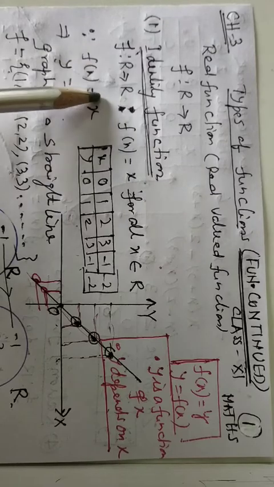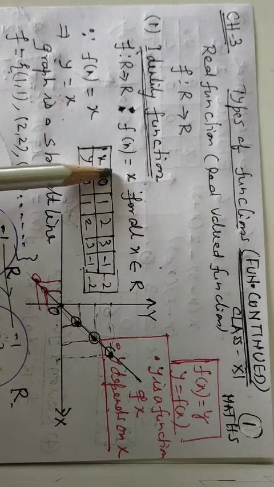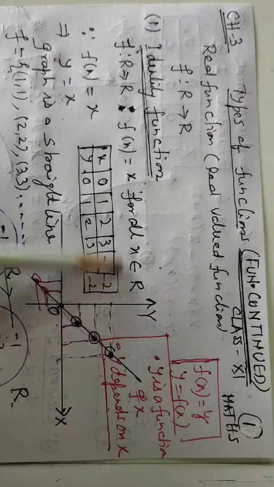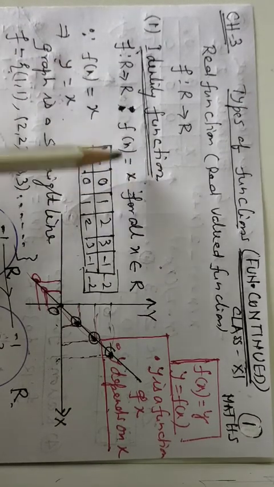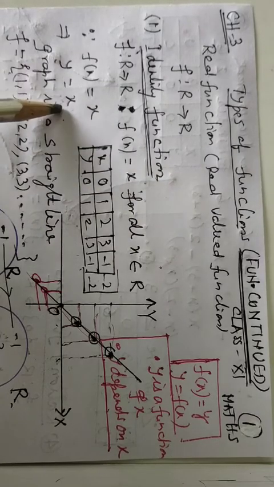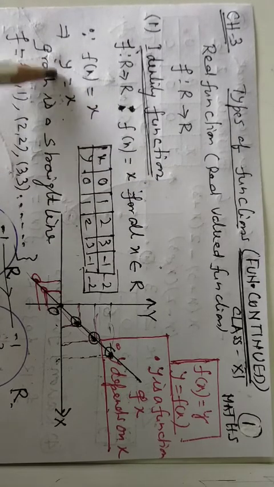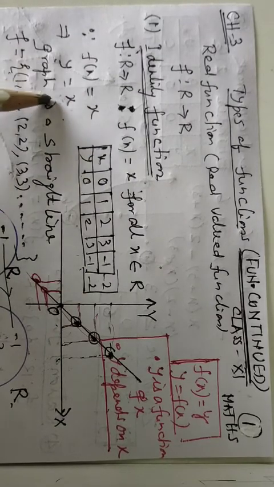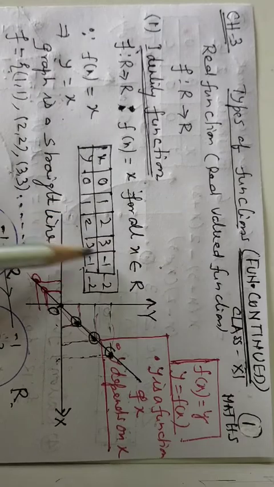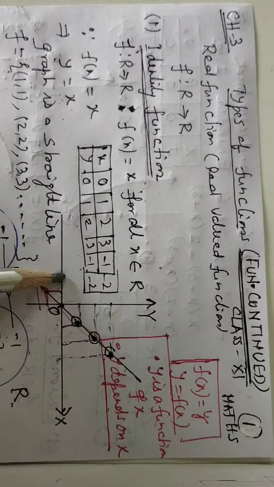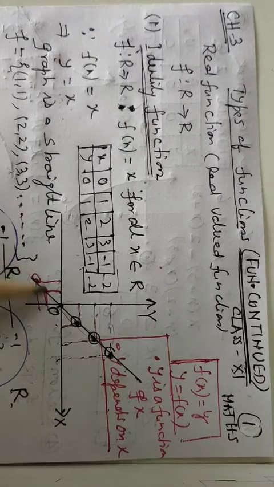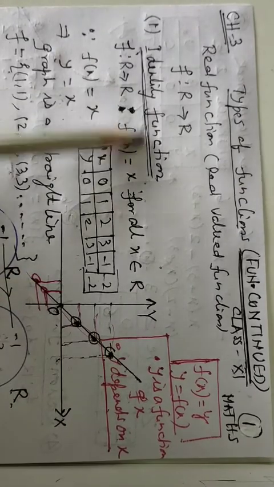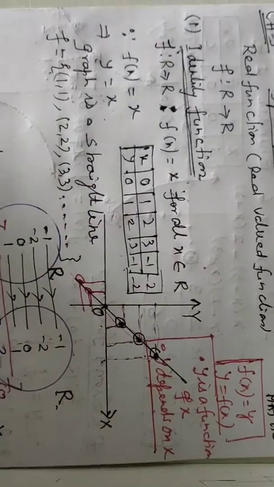Let f be a function from R to R and f(x) is equal to x for all x belonging to R. You know f(x) is equal to y. So f(x) is equal to x is given, but f(x) is equal to y, so y is equal to x. You know how to draw the table from class 9 or 10. Y and x are both the same, so (0, 0), (1, 1), (2, 2), (3, 3), (-1, -1), (-2, -2), whatever you like you can take. Display the points on the graph paper, and this line is the line of the identity function. So this is the identity function known to you.